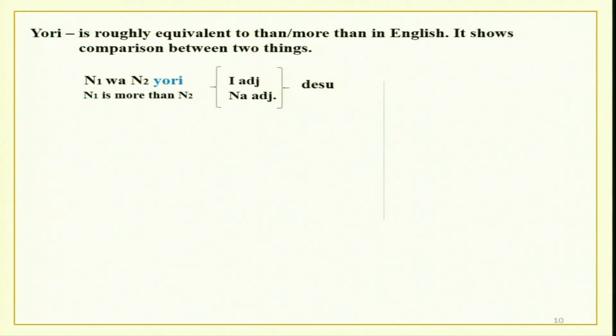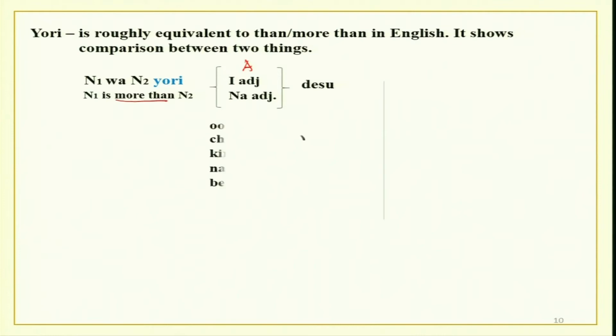Now let us go back to our kaiwa. So when comparing two or three objects or asking choice, or you want to show that a certain object or a person is greater than or more than the other, then what do we use? We use particle yori. Now yori means more than or than, and the pattern you can see very clearly is over here. Noun 1 wa, noun 2 yori, adjective this. Noun 1 is more than noun 2.